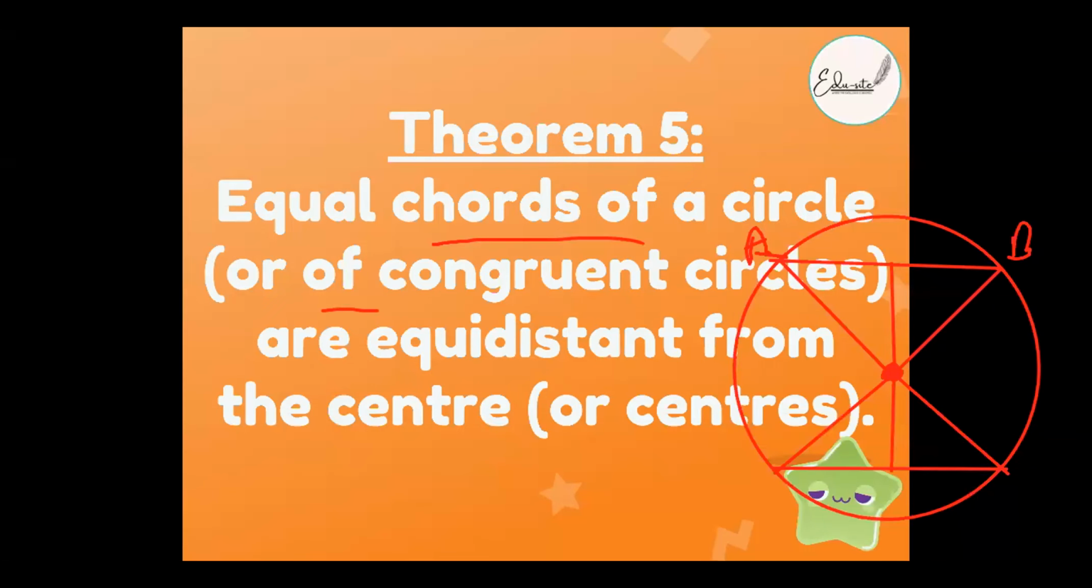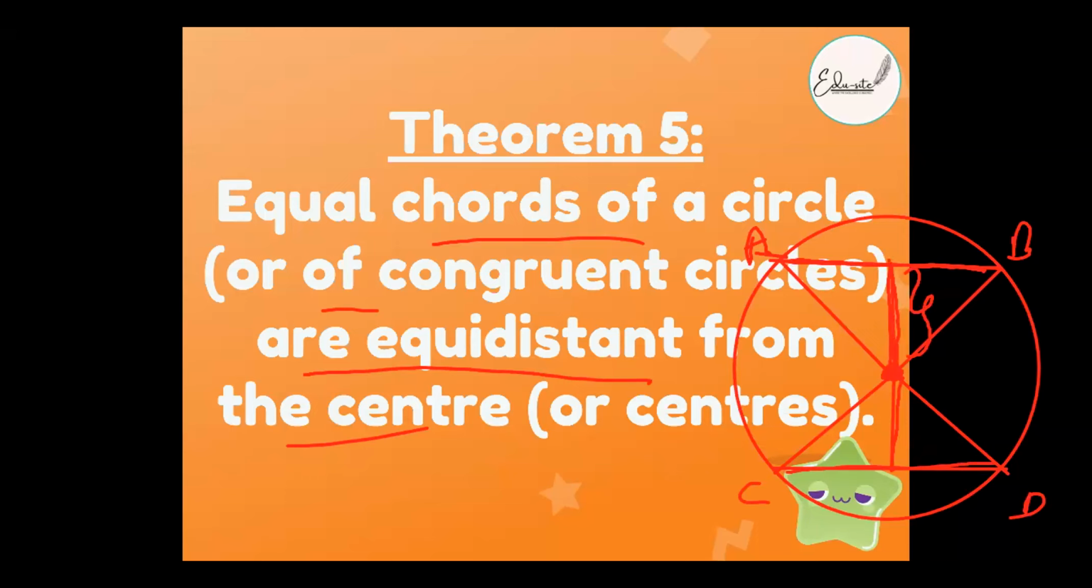Equal chords of a circle are equidistant from the center. Is it not similar to the previous ones? Yes. In this, the statement is if AB and CD are equal, then this perpendicular length is equal. This is the combination of theorem number 1 and theorem number 3. The perpendicular drawn is actually equal. Equal chords are at equal distance from the center of the circle.